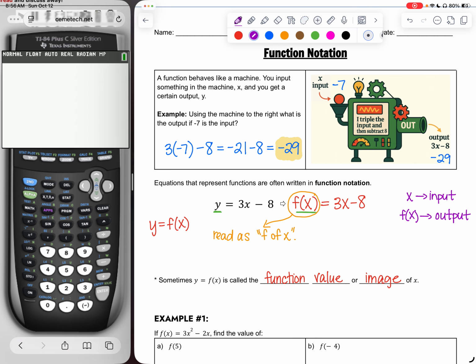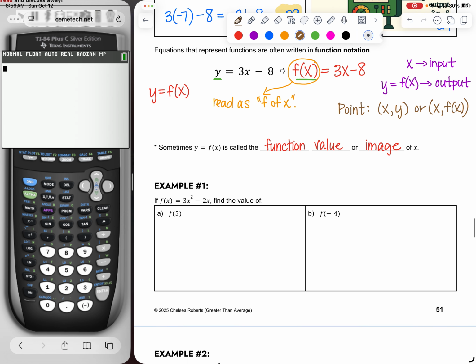So now make sure you keep in mind that if we wanted to write these as points, we will write the point as x, y, or we can write our points now as x, comma, f of x. Okay, that is how we write points in function notation.